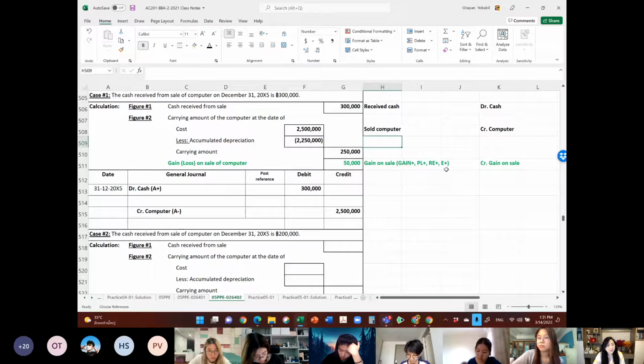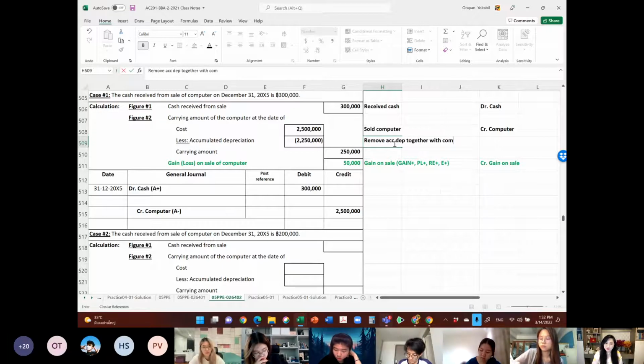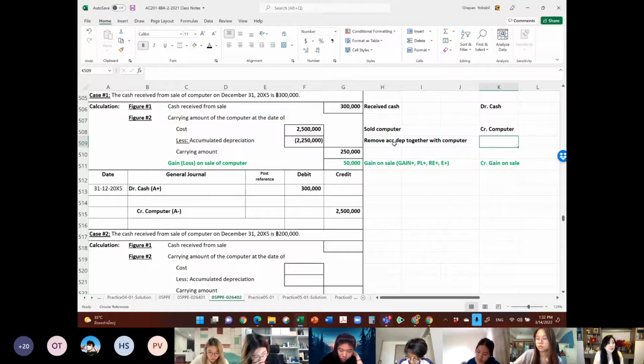Let me ask you questions. If you no longer have the computer, should you still have the accumulated depreciation associated with the computer in the book? Think about it, right? The reason that you have accumulated depreciation is because you have the computer. But now you no longer have the computer. You sell it off already. So you should not still have the accumulated depreciation on the computer in the book. No, right? So you have to remove this accumulated depreciation together with the computer. So my question to you is, how do you remove it? Should you record debit to it or should you record credit to it? Okay, very good. You have to record debit to the accumulated depreciation.